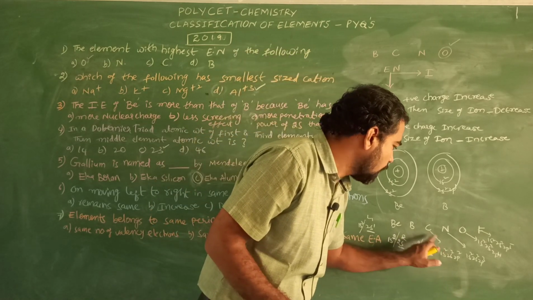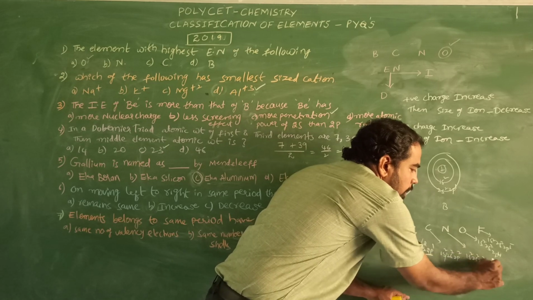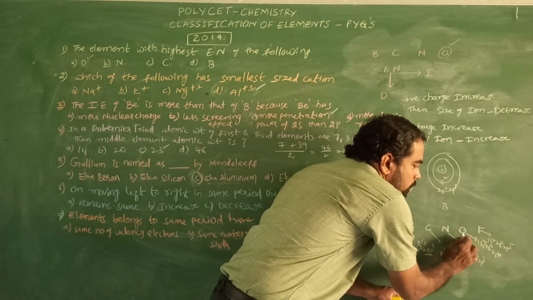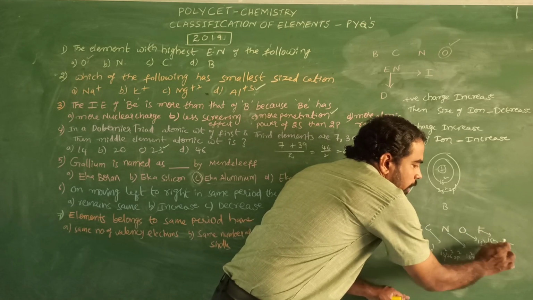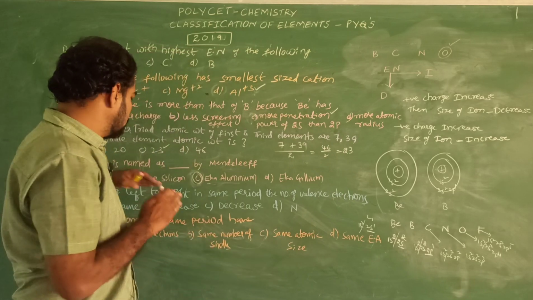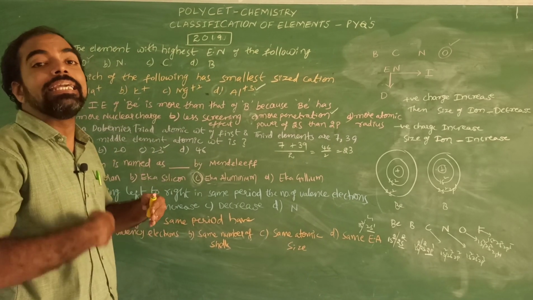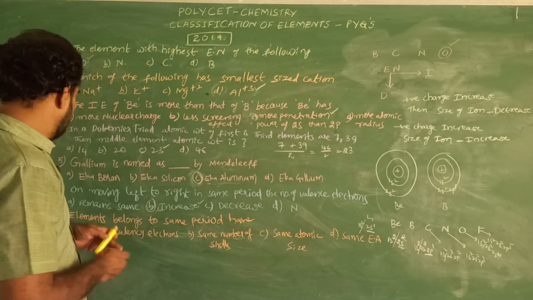In carbon, the first shell has only 2 electrons, whereas the second shell has 4 electrons. Here 5 electrons in the second shell for nitrogen, 6 electrons in oxygen in the second shell, and 7 electrons in fluorine in the second shell. That means in the same period, moving left to right, the number of electrons increases. The option is increase.